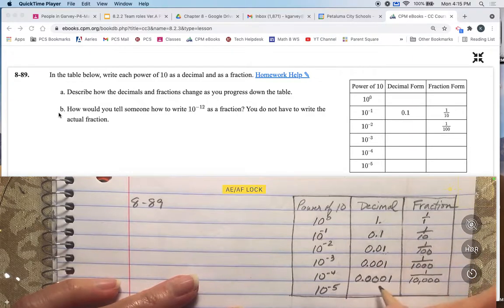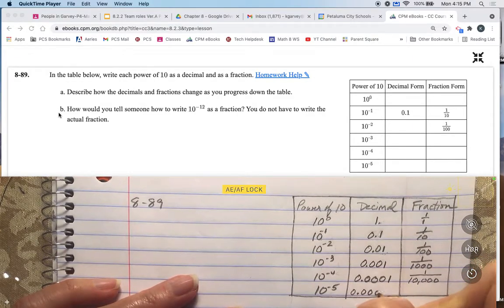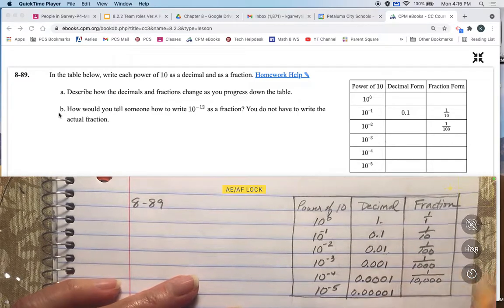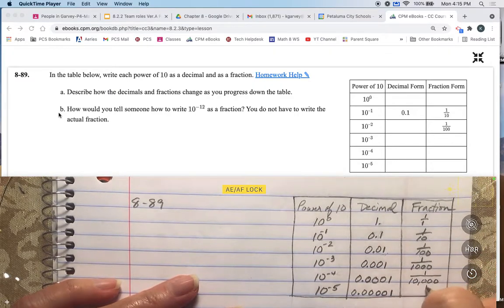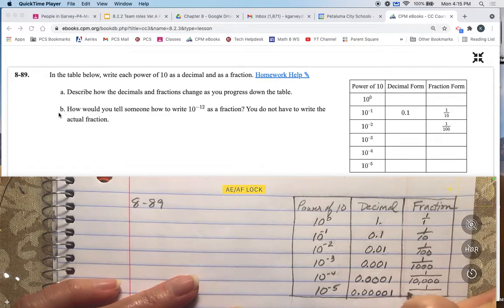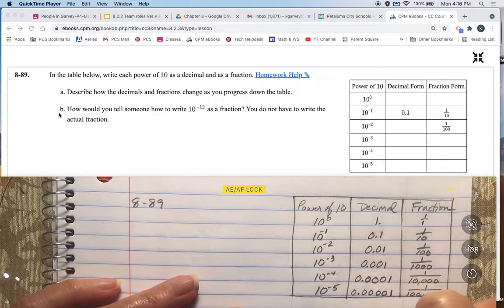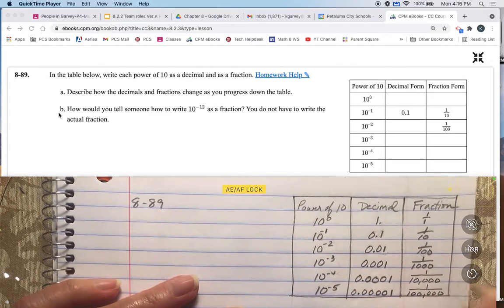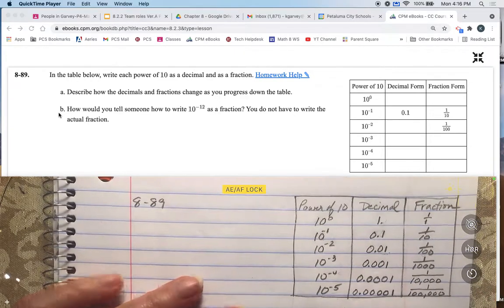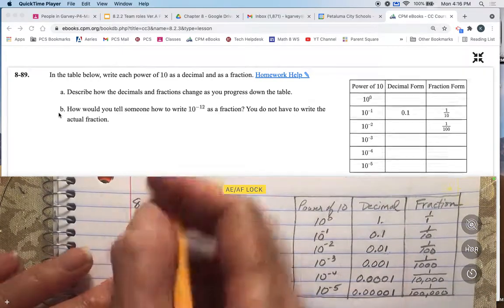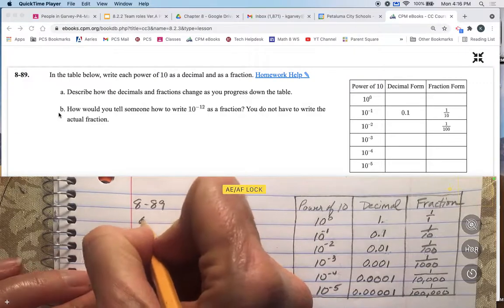And then 10 to the negative 5th power, we'll add yet another 0. So now we've got 4 zeros before the 1. And then here, this is 1/100,000th. Okay, we filled in our table. So let's go ahead and look at problem A.